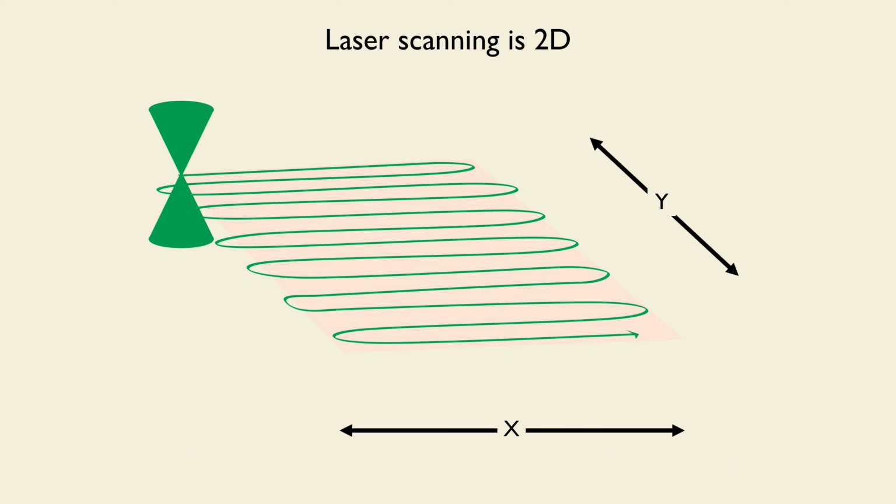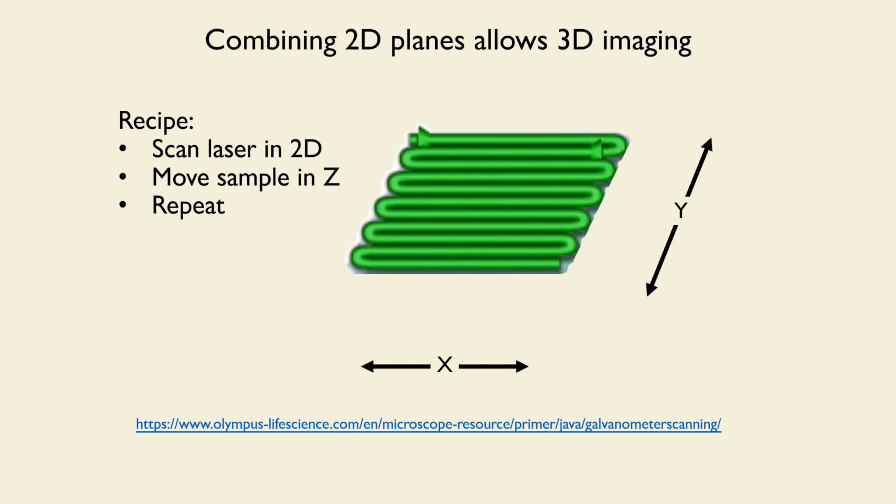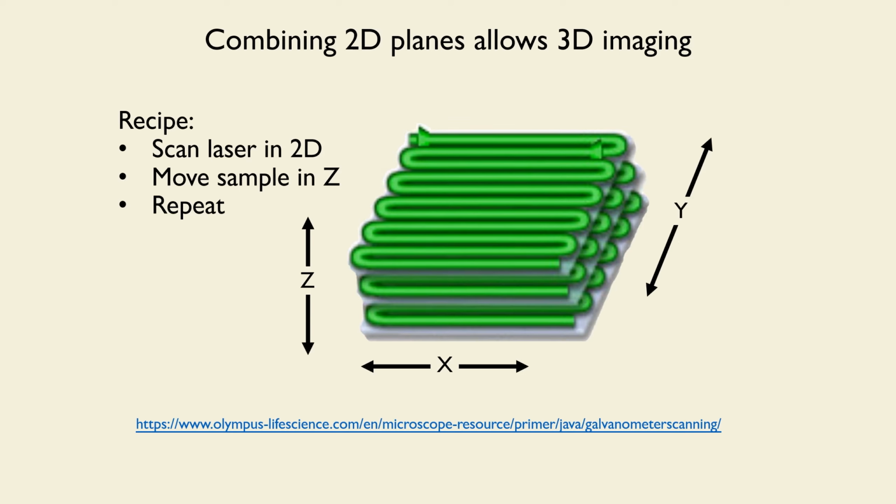So the laser scanning is actually two-dimensional. I showed in the previous slide how this laser scanned in one dimension, but it actually scans in two, and it does this raster pattern back and forth until it covers an entire plane. Once this is complete, you can do three-dimensional imaging by combining multiple two-dimensional planes. So we scan the laser in two dimensions, we move the sample in the z dimension, which is the focal axis, and then we repeat the measurement. And so we can get a three-dimensional data set.